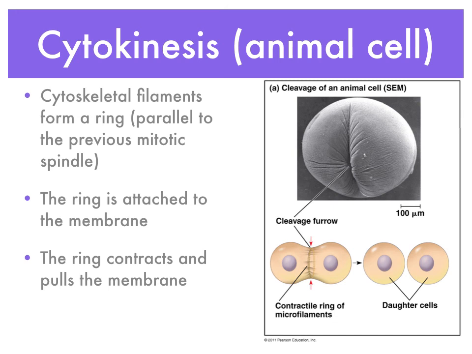In animal cells, cytoskeletal filaments will form a ring that is parallel to the mitotic spindle. Even if the mitotic spindle has now disappeared, the ring is parallel to the orientation of the mitotic spindle. The ring is attached to the plasma membrane. As the ring contracts, it will pull the membrane, and this will create a cleavage furrow that will totally close itself and separate the two membranes into two daughter cells.